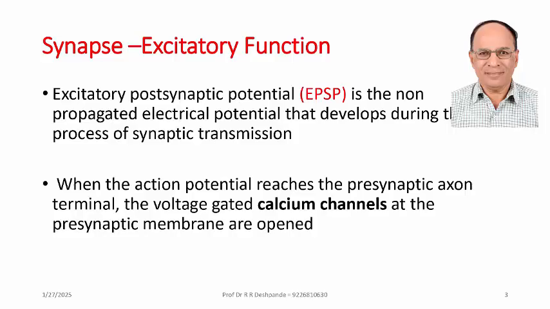Slide number 4. Calcium ions enter into the axon terminal from ECF. Calcium ions cause the release of neurotransmitter substance from the vesicles by means of exocytosis. You remember those vesicles? Vesicles are like bags, and these vesicles contain ACH, and ACH will come out from the vesicles. Is it okay? Then ACH passes through the presynaptic membrane and synaptic cleft and reaches the postsynaptic membrane.